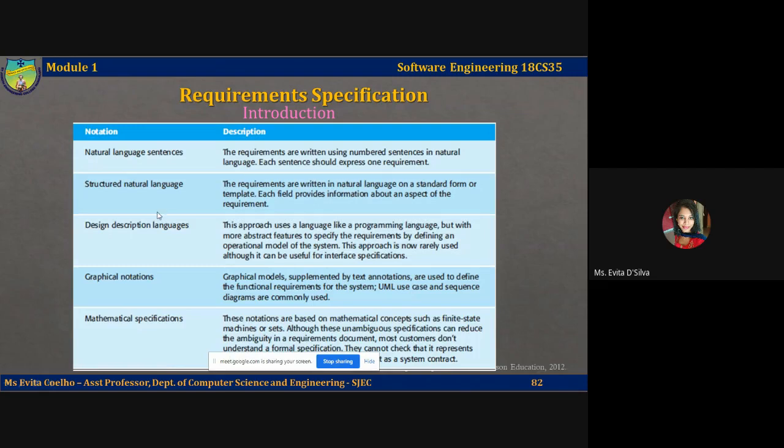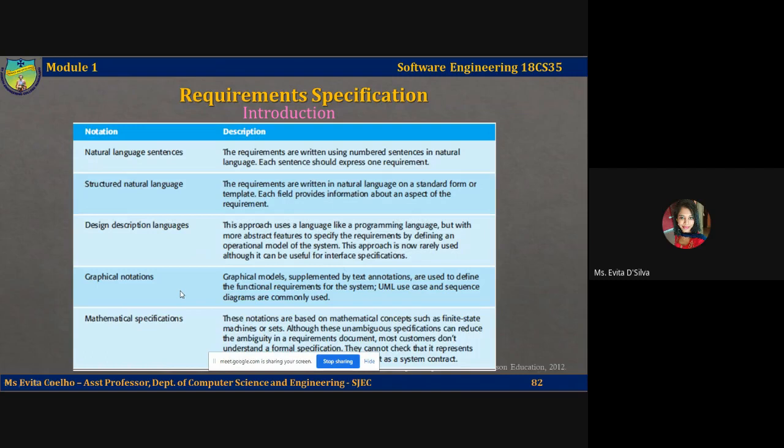Second, structured natural language. The requirements are written in natural language on a standard form or template where each field will provide some information about an aspect of a requirement. Third way of writing requirements is design description languages. These use languages like a programming language, but again with more abstract features to specify requirements. Next, graphical notation. Graphical models supplemented by text annotations are used in order to define the functional requirements for the system. For example, use cases written in UML, sequence diagrams, and so on, which we will study in detail in the next module.